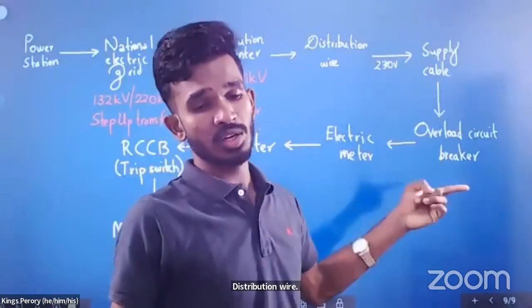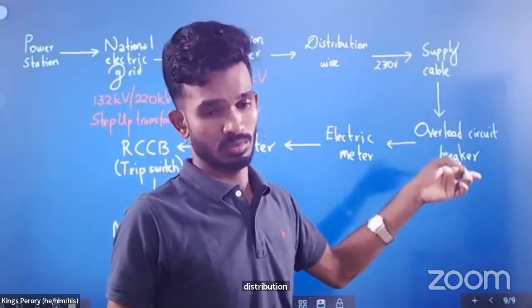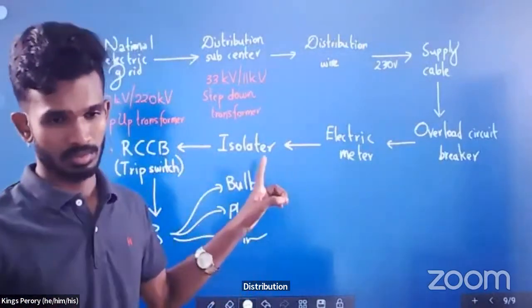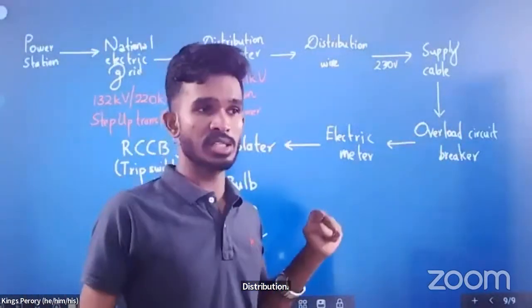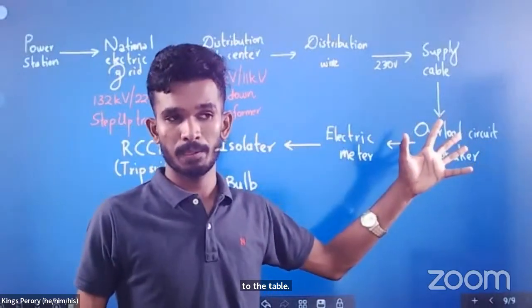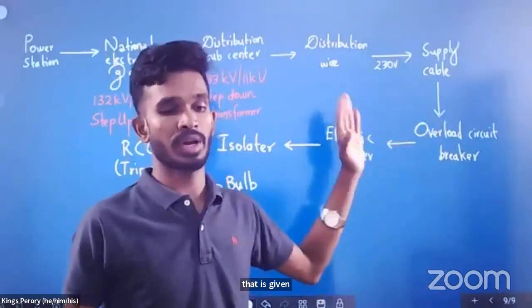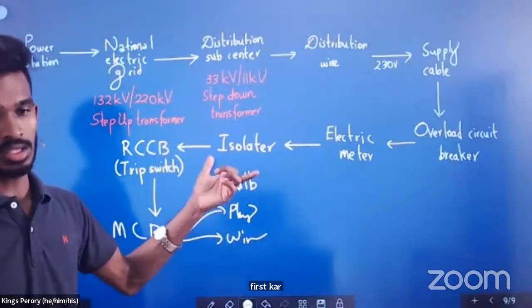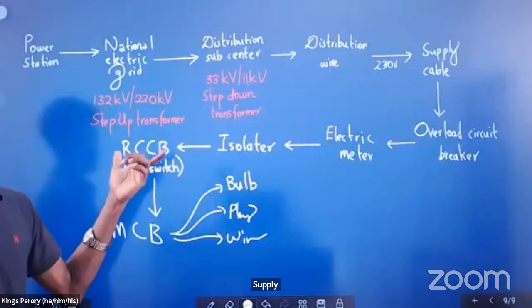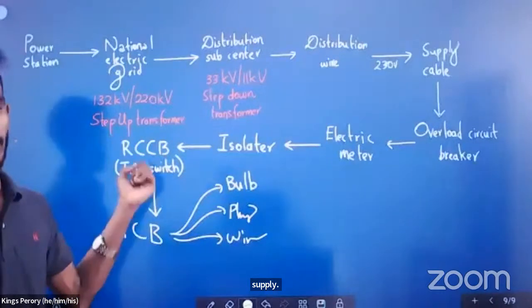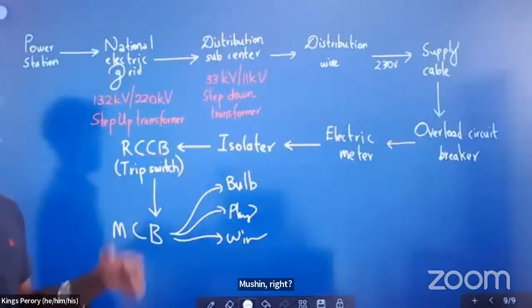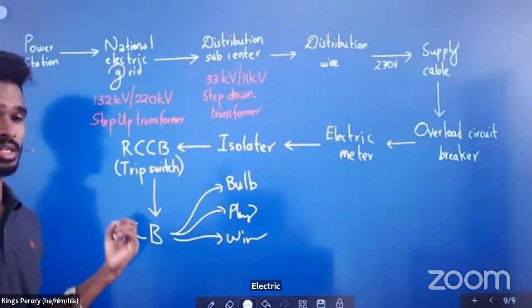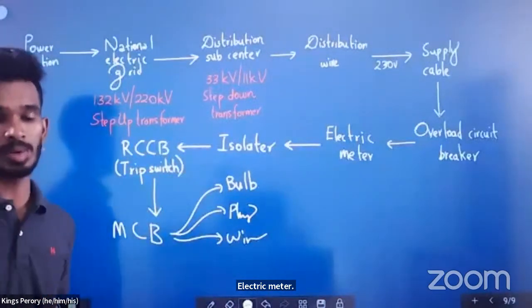First, current comes into your house to what? Overload circuit breaker. Next into the electric meter. Both of them belong to the consumer or to the service provider? Service provider. After that, inside your house, first isolator. Second, RCCB, trip switch, residual current circuit breaker. Next into MCB, miniature circuit breaker. Finally, bulbs, plugs.